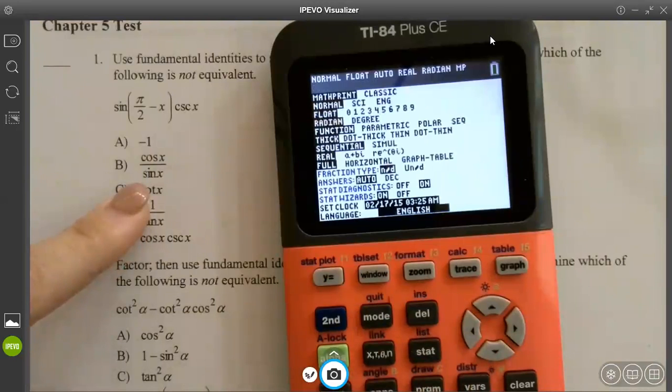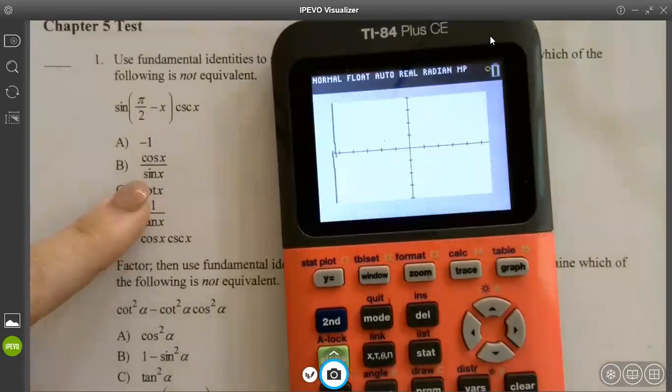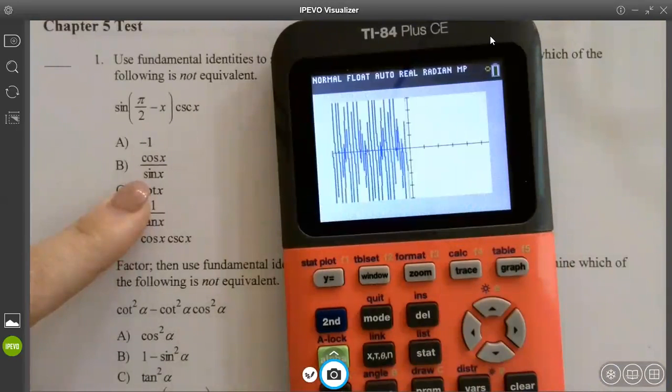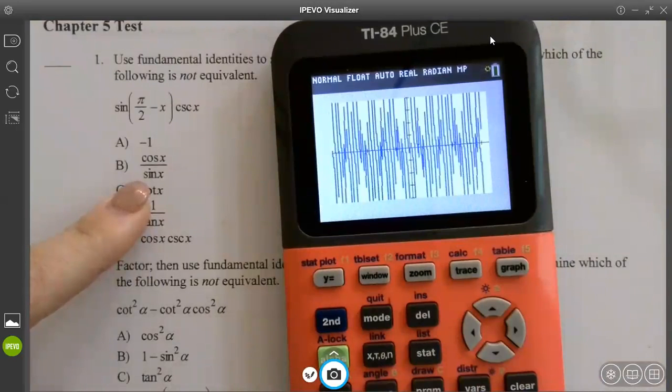Watch this. How do I know that it's radian mode? Let's see what happens. This is crazy, isn't it? They ran way too fast. Look what's happening. Look what's happening now.